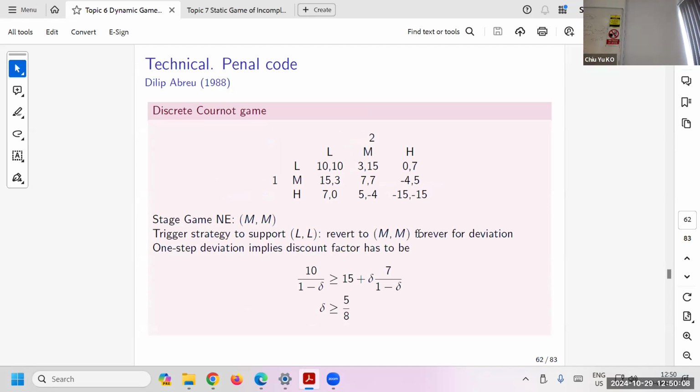So now I think this is technical, but I want to show you this one because some of you said my class is too easy. So let's come up with something a little bit more fun. This is the game, actually this example is in an econometric paper, which can be generalized to a much more general Folk theorem.